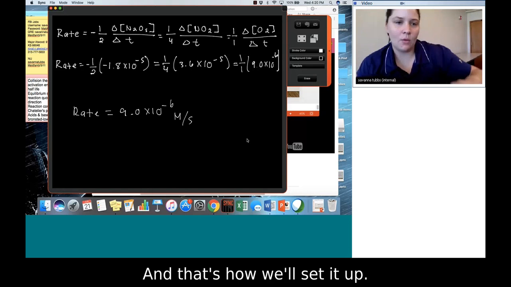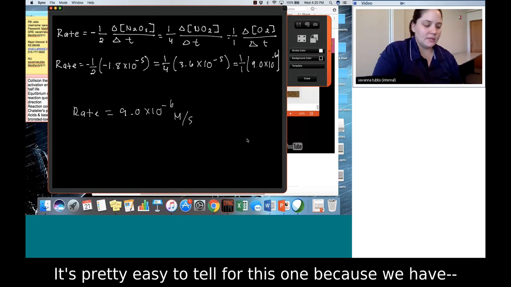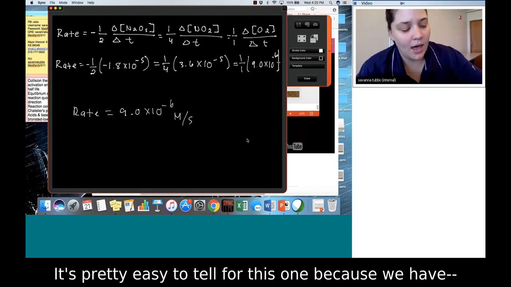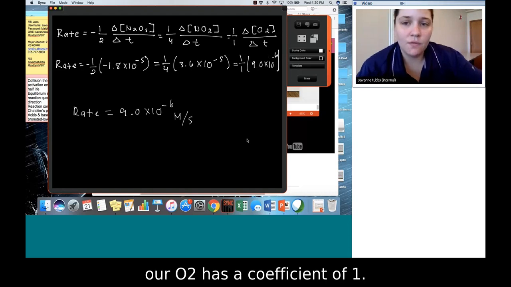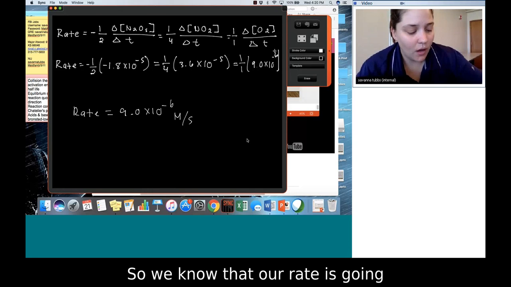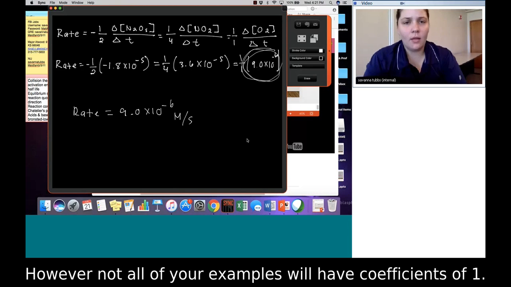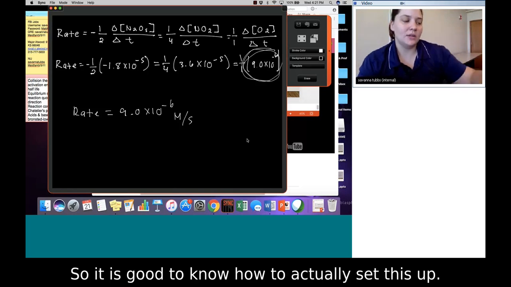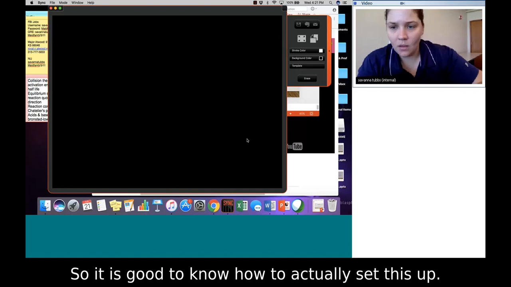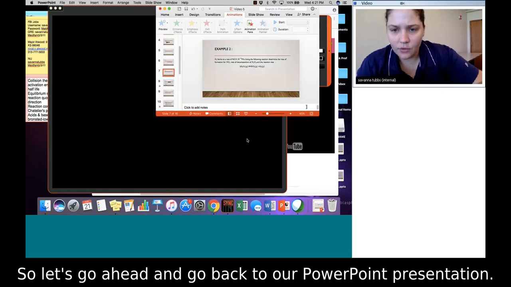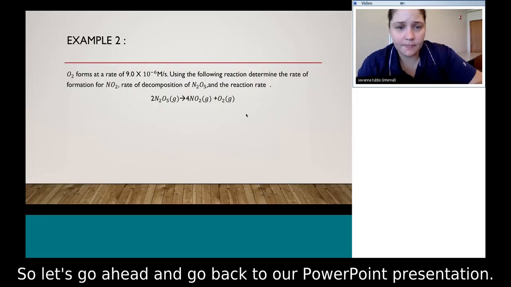And that's how we'll set it up. It's pretty easy to tell for this one because our O2 has a coefficient of 1, so we know that our rate is going to be whatever the rate of formation is for that compound. However, not all of your examples will have coefficients of 1, so it is good to know how to actually set this up. So let's go back to our PowerPoint presentation.